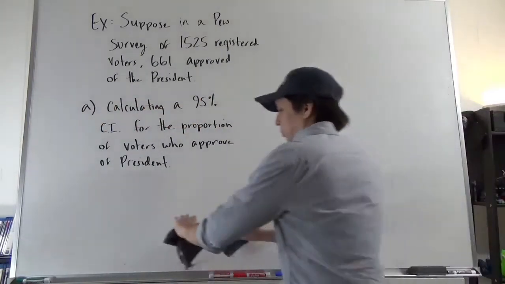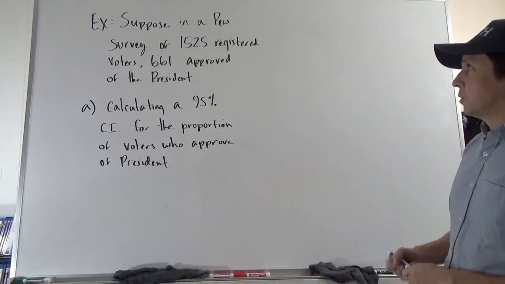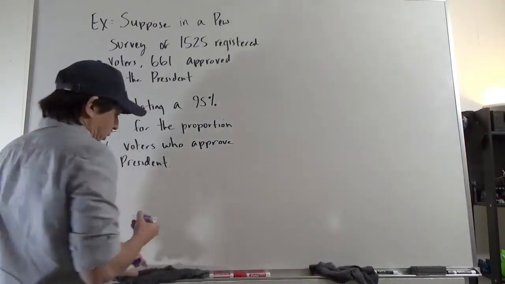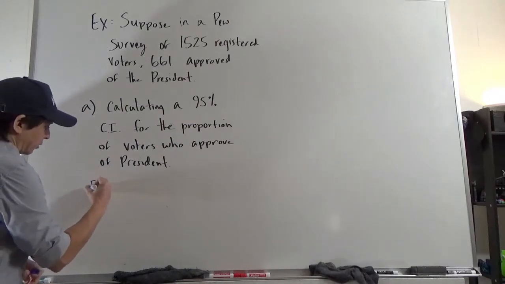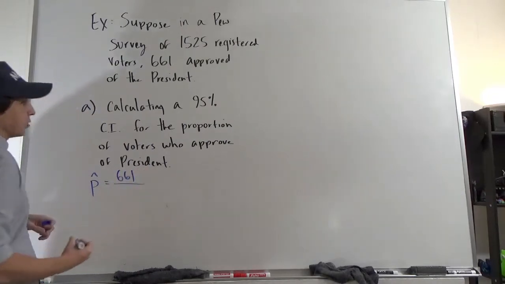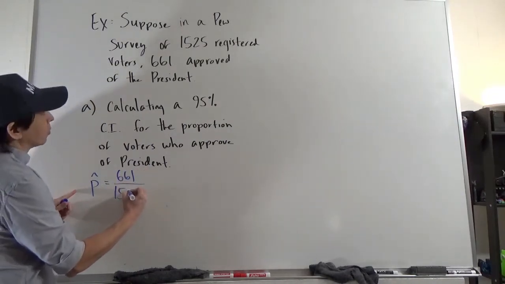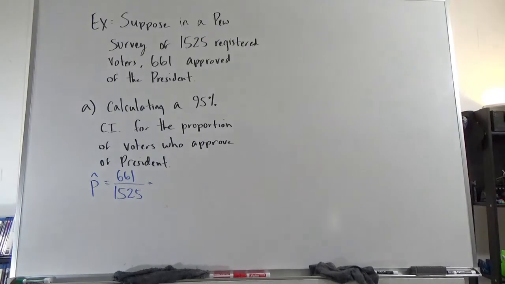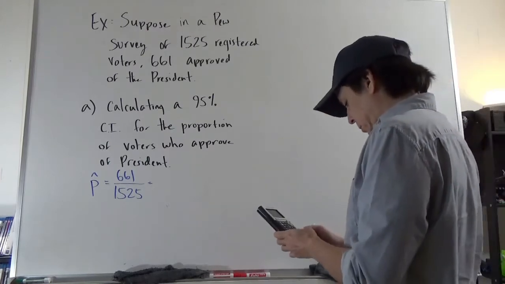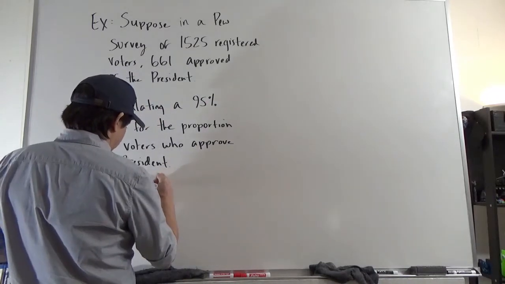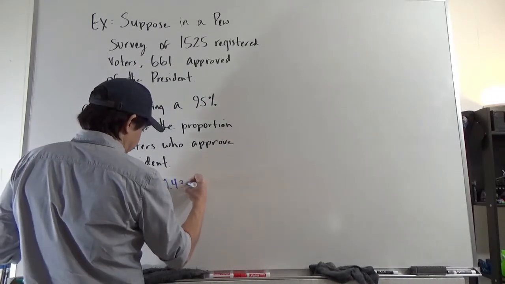Okay, so we're starting off from scratch. We have the data, 1525 and 661. Okay, so we're doing a confidence interval for proportions. I need my p-hat, and it's just a percentage, in decimal form, of the sample that supported the president. 661 over 1525. Let me compute that. Oh, I got it. 0.433 when you round to 3 places, so 43.3% approval. It's not good.